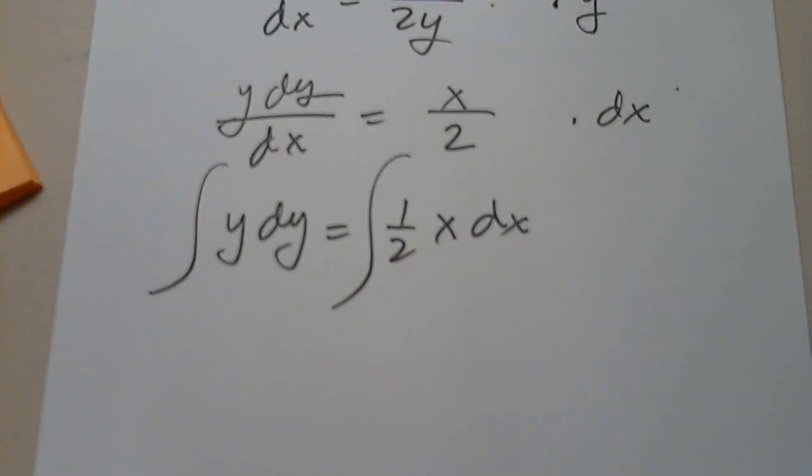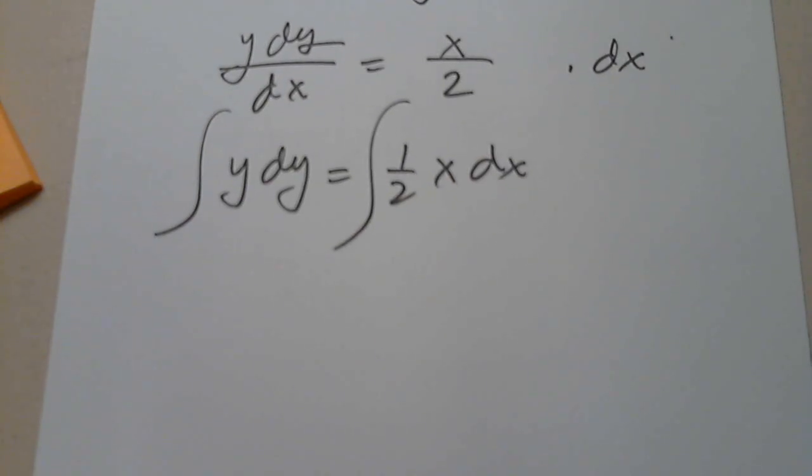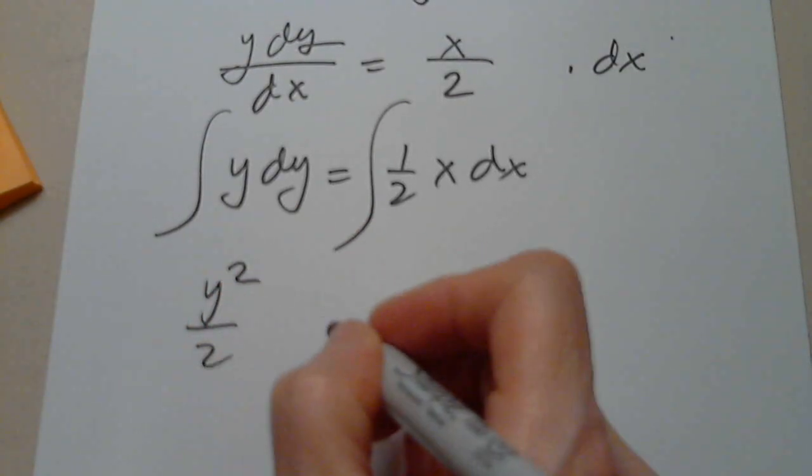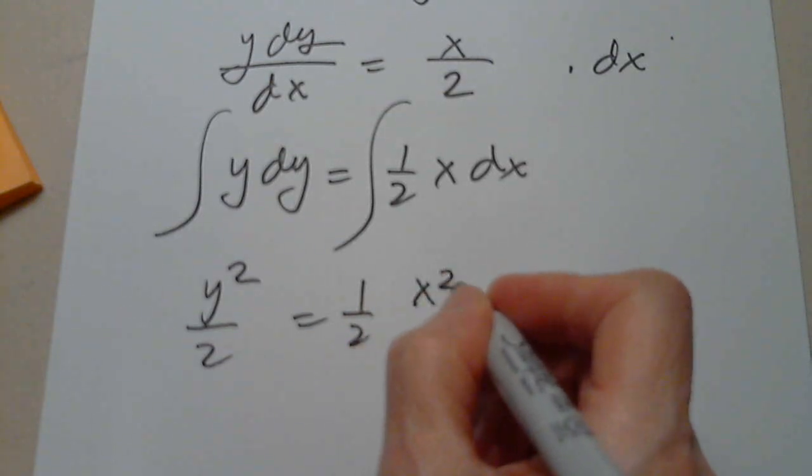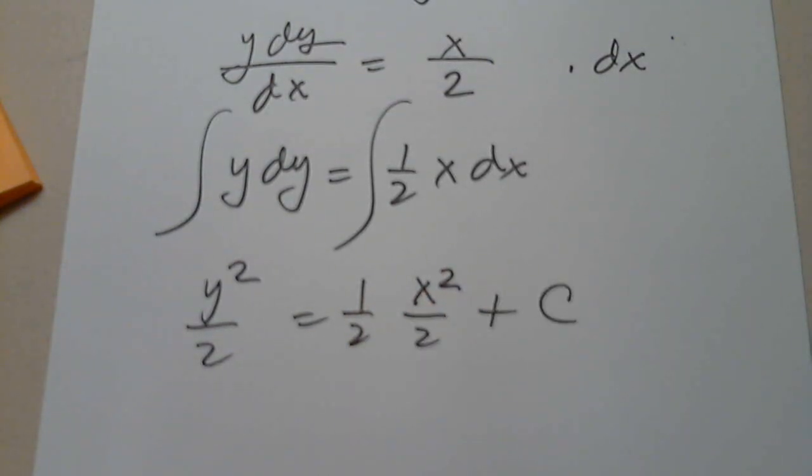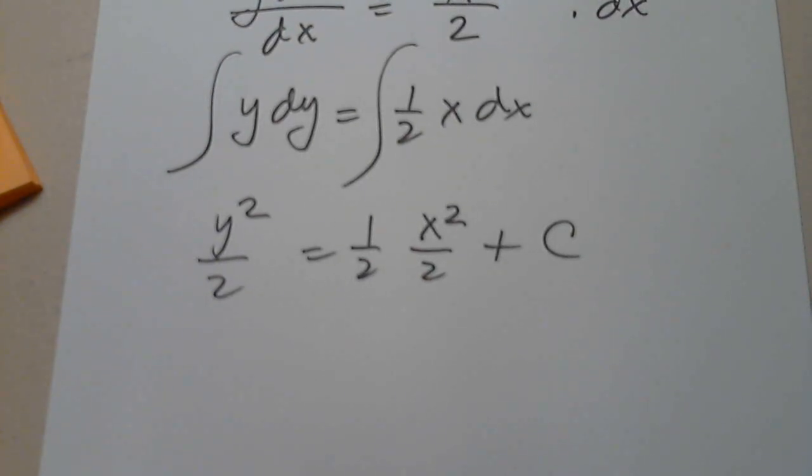Therefore, the last step of integration, or the last step in calculus. So we have y squared over 2 equals 1/2 x squared over 2 plus a constant. We only use one constant because the constant from the left and the constant from the right make up another constant to put them together. Good. Very good. What should we do now?